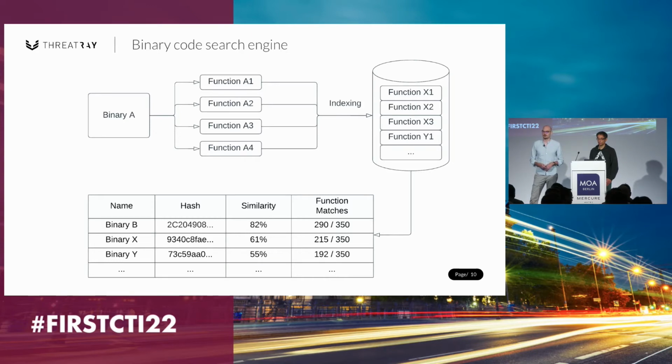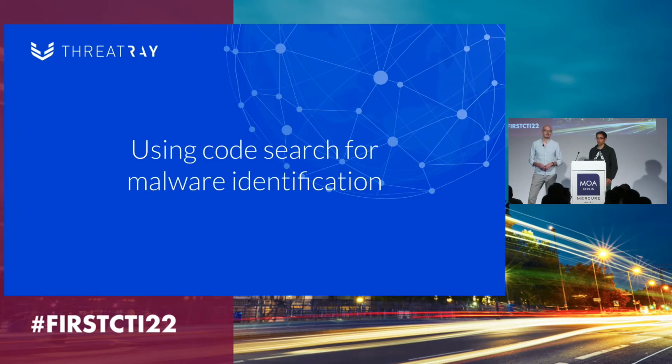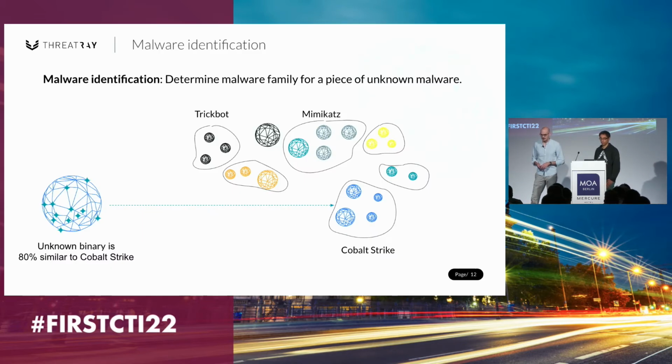This is something we've built at Threatray, and we use it on a daily basis for a variety of use cases. One use case that is very interesting and pops up all the time is malware identification. Malware identification is about determining the malware family for an unknown piece of malware. That's quite an important step in any CTI process, because if you can identify what you're dealing with, you're already many steps ahead in trying to resolve a specific case, for example.